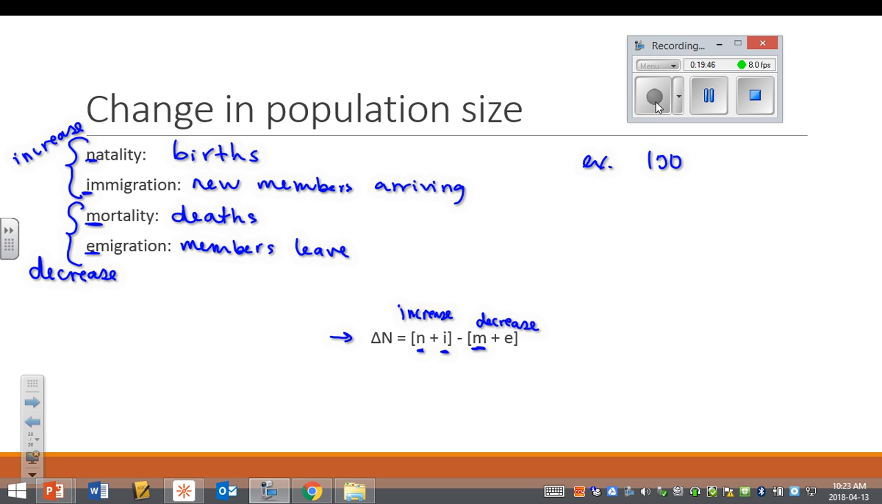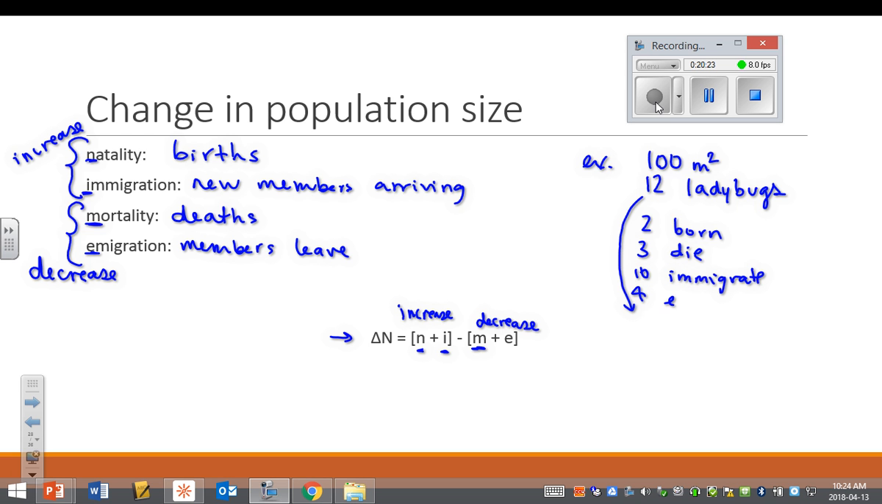Let's say that we have 100 meters squared of area. And in that 100 meters squared, I have 12 ladybugs. And then after some time has elapsed, and you'll notice in this formula, the amount of time is not the important thing. It's not part of the equation. But at some point later on, the population changes. I have 2 that are born, 3 that die, 10 that immigrate, and 4 that emigrate.